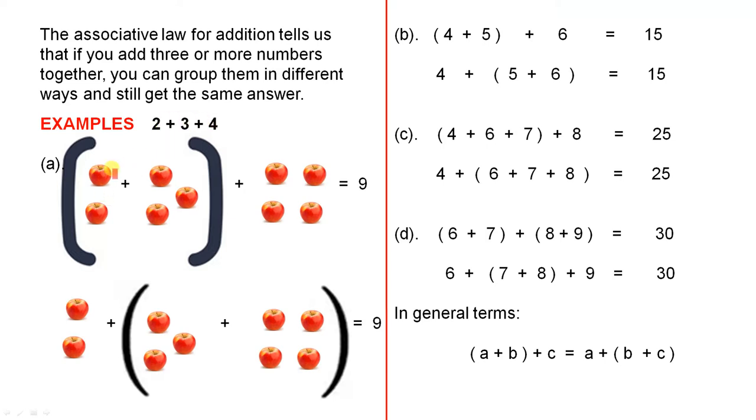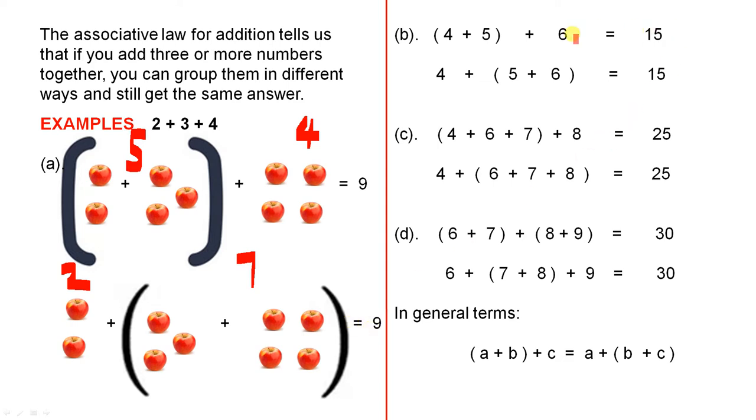So for the first example, let's have 2 apples, 3 apples and 4 apples. We can group the 2 apples and the 3 apples together and add those. That gives us 5. Here we have the 4 apples. 5 plus 4 equals 9. Alternatively, we can group the 3 and the 4 apples together to give us 7. And here we have 2. 2 plus 7 equals 9. So we can group them in two different ways and still get 9.